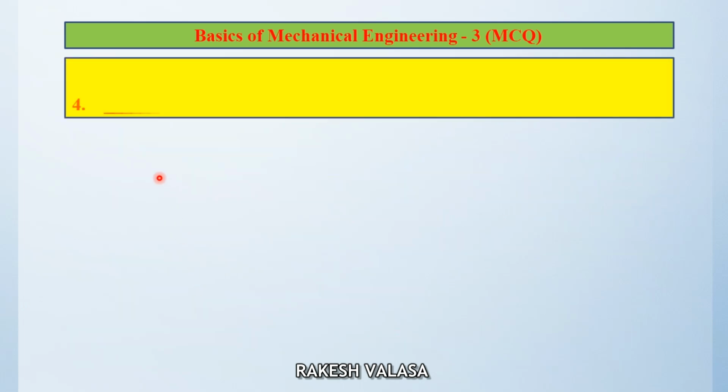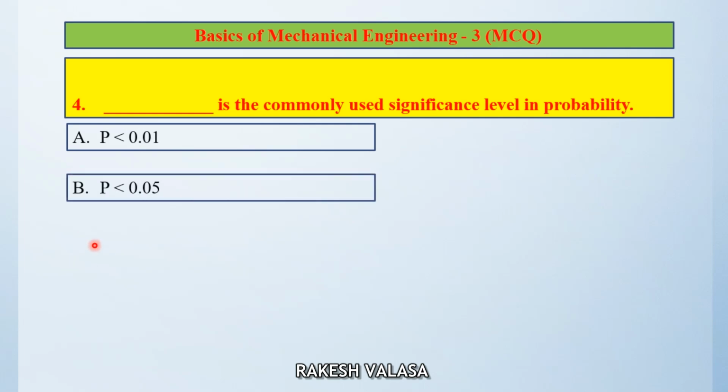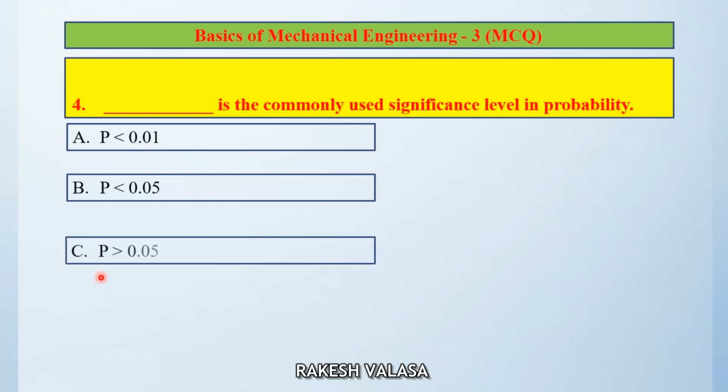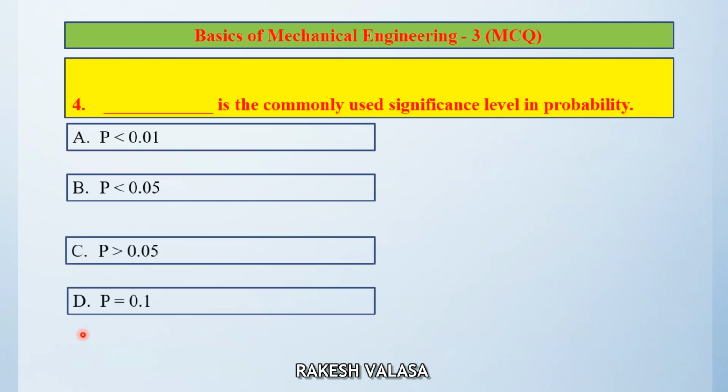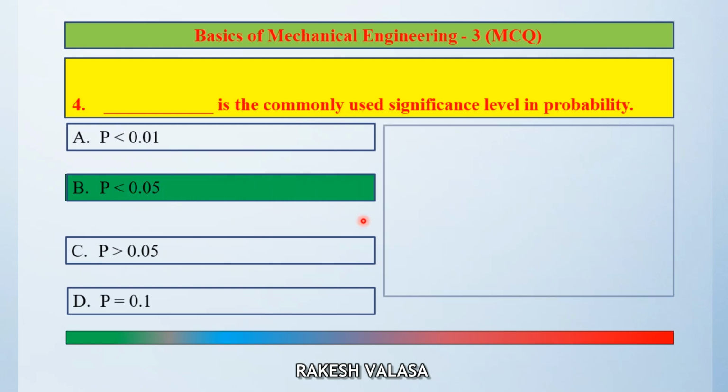Question number 4. Dash is the commonly used significance level in probability. Option A P less than 0.01, option B P less than 0.05, option C P greater than 0.05, option D P equal to 0.1. The correct answer is option B P less than 0.05. Let us see the explanation.